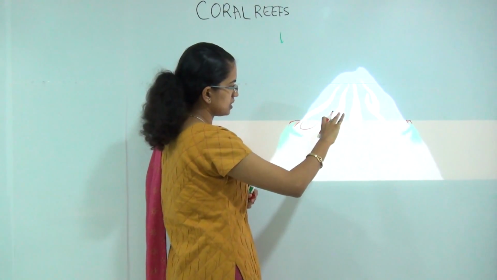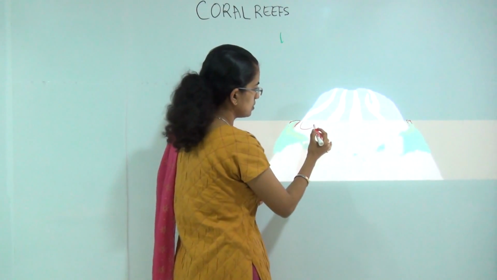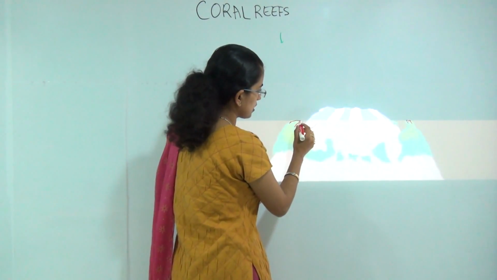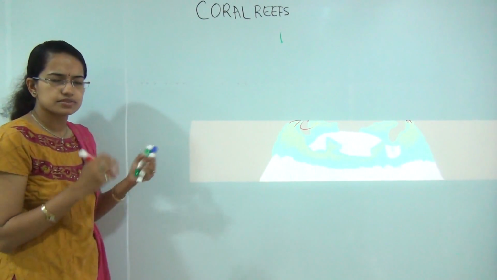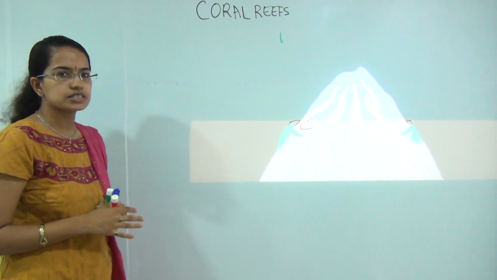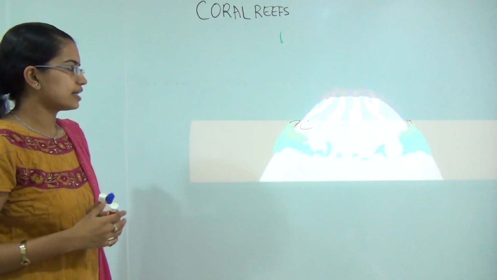So as we can see, when it is going down, at this point I can say there is a gap and there is water in between, and under this process of development we say this region becomes the barrier reef.